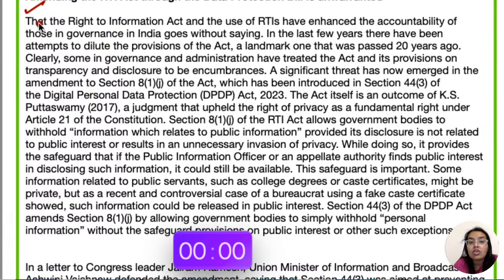So, that the RTI and the use of RTIs have enhanced the accountability of those in governance in India goes without saying. This thing that RTI and the use of it, these things have enhanced accountability, transparency of those people who are at some posts, some positions in the government. This is something we can clearly see. This goes without saying, meaning it is quite apparent.